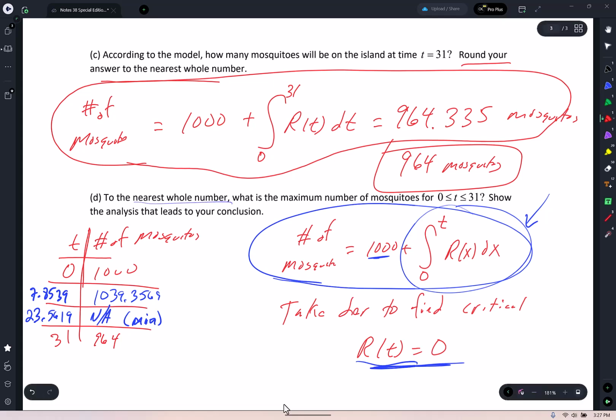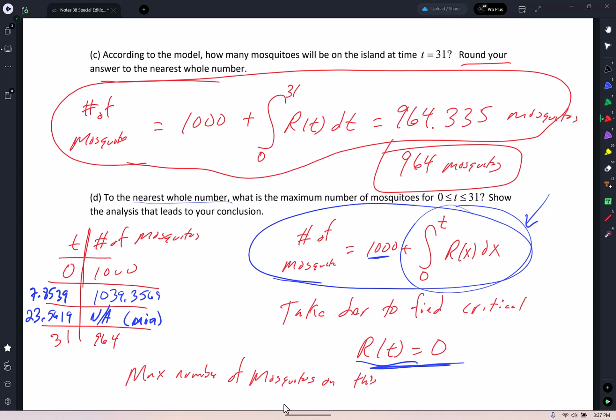So I'm going to, what is the maximum number of mosquitoes? Show the analysis. Okay. They just want to know the maximum number of mosquitoes. Max number of mosquitoes on this specific interval is 1,039 mosquitoes at t equals 7.8539 hours or days. I'm going to erase the units. They don't need that.